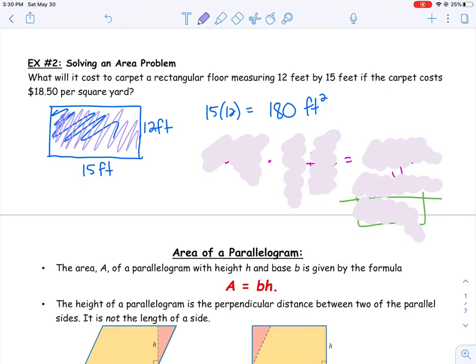Now the problem is we just found the area in square feet, but the carpet unfortunately is only sold in square yards.